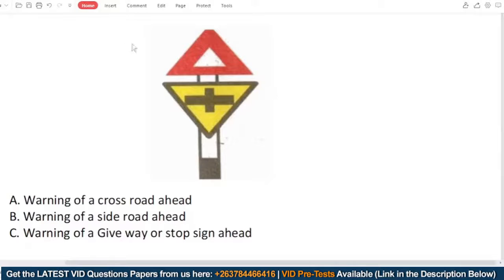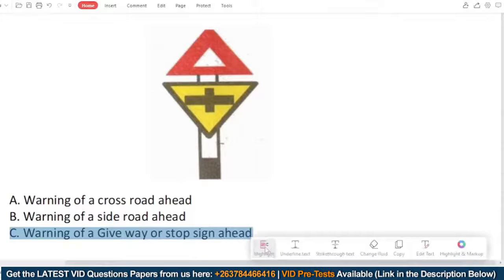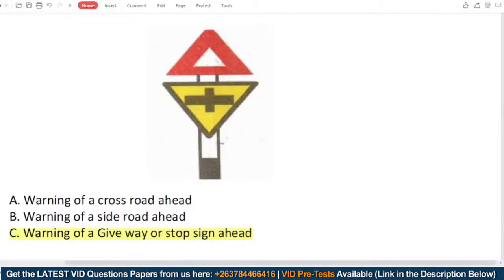What about this one? Then we have this cross here. Does it mean it's a crossroad, or a side road, or a warning of a giveaway or stop sign ahead? Most people think that this is a warning of a crossroad because they see this cross sign, but no, this is a warning of a giveaway or stop sign ahead. So the correct answer is C.